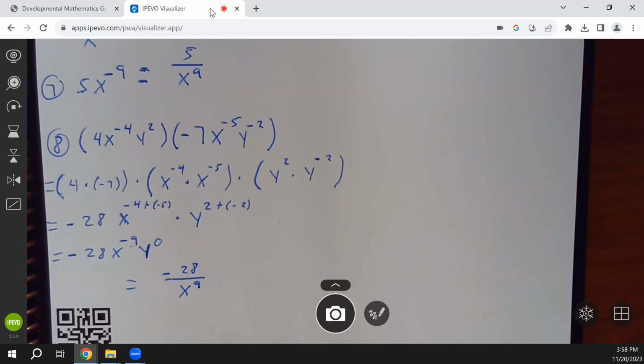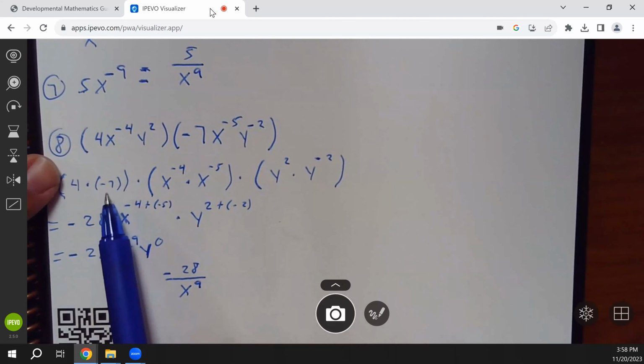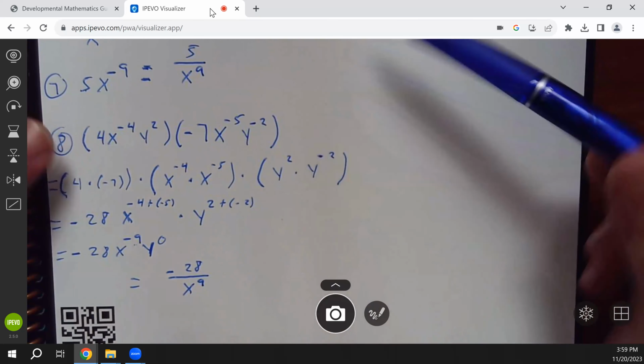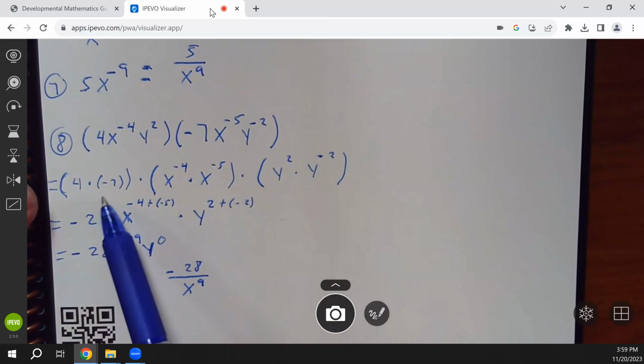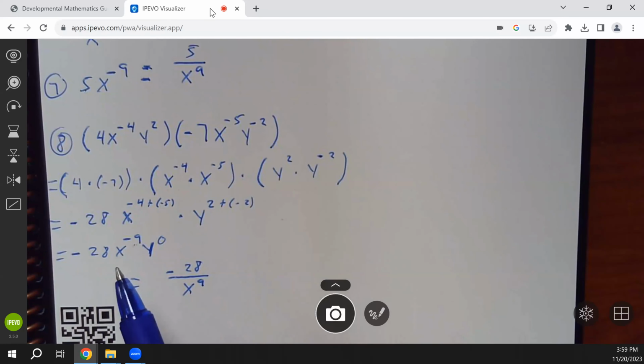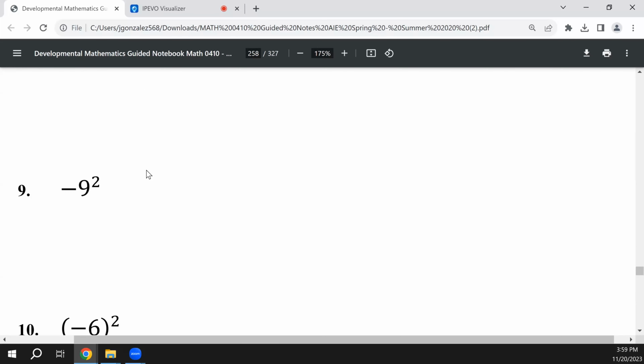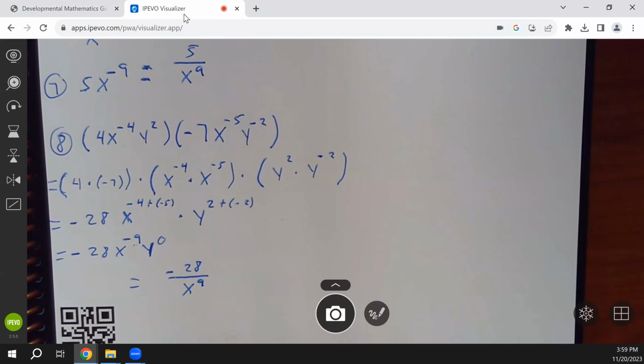That makes sense. You see how just kind of grouping the same stuff together is easier? At first, it just looks like a bunch of garbage. But once you have the x's together and your y's together, numbers, you're just doing the same stuff. Okay. Any questions on 8?